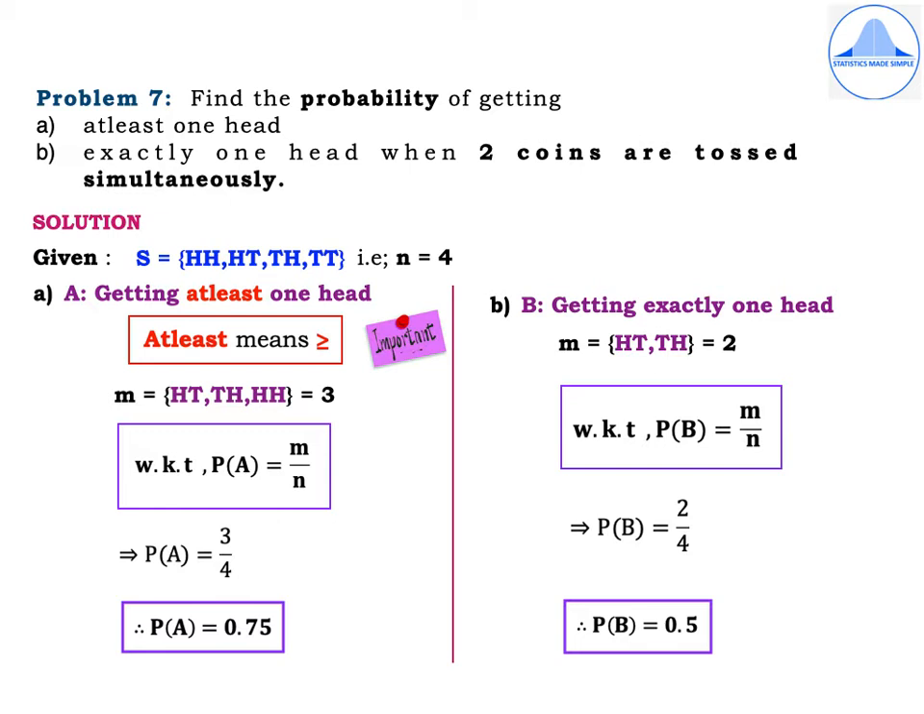Second subdivision, define event B as getting exactly one head. So there are only 2 outcomes in the sample space which have exactly one head in the outcome. That is M is equal to HT, TH, which is equal to 2. Then write the formula. We know that P of B is equal to M divided by N, which implies P of B is equal to 2 by 4, or P of B is equal to 0.5.